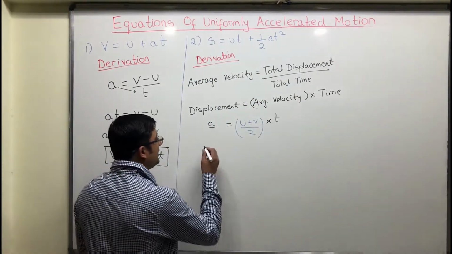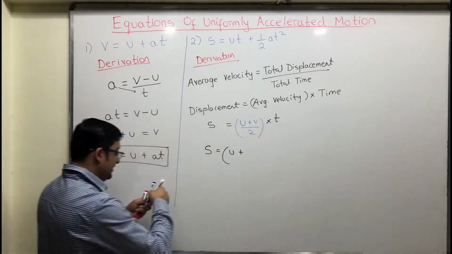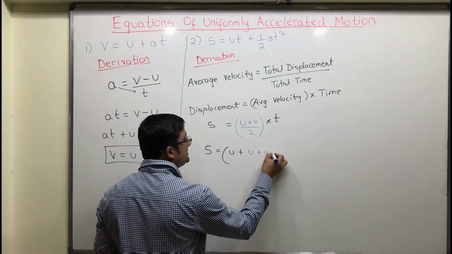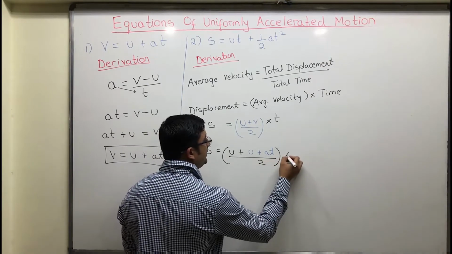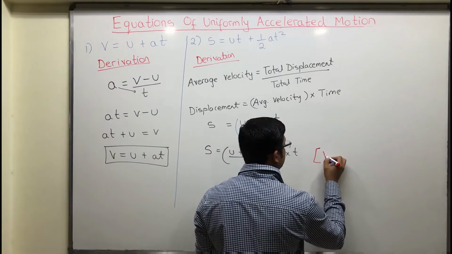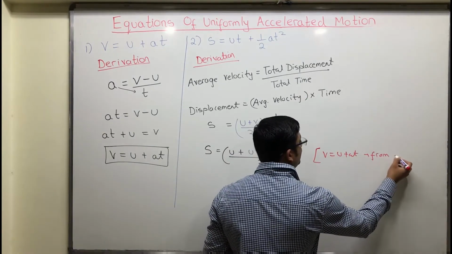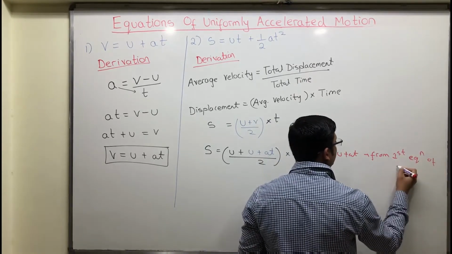So that means s is equal to u plus v. Instead of v, we'll write down this value over here. That is u plus at by 2 into t. And in the bracket, you have to mention why you've done the substitution. You'll say v is equal to u plus at from first equation of motion.